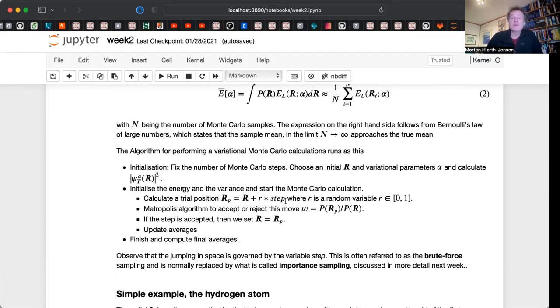So this is normally called the simple or the brute force Metropolis algorithm. And then we implement the Metropolis algorithm. If the step is accepted, we update the position, and then we update the averages, and then we finish and compute final averages. This is in essence the Monte Carlo framework, or what you might call the Monte Carlo algorithm. The Monte Carlo algorithm has a new algorithm for choosing whether you accept or reject the suggested move, and that is the Metropolis algorithm.